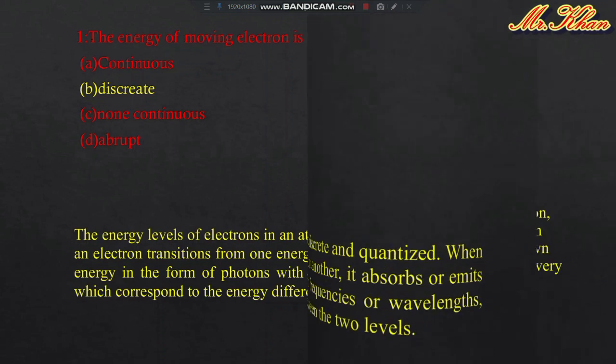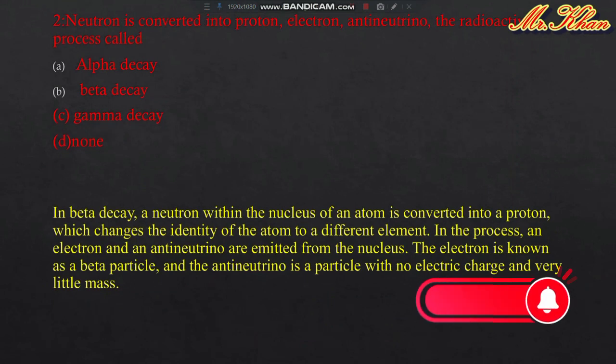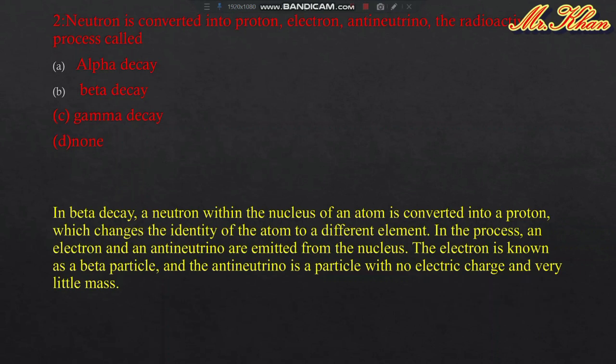Question 2. A neutron is converted into a proton, electron, and antineutrino. The radioactive process is called: A. Alpha decay, B. Beta decay, C. Gamma decay, D. None. In beta decay, a neutron within the nucleus of an atom is converted into a proton, which changes the identity of the atom to a different element. In the process, an electron and an antineutrino are emitted from the nucleus. The electron is known as a beta particle, and the antineutrino is a particle with no electric charge and very little mass.